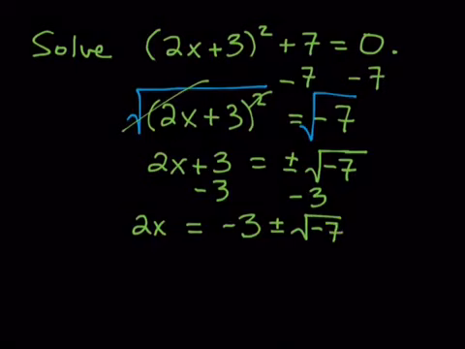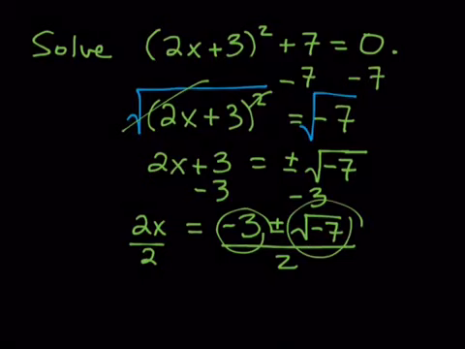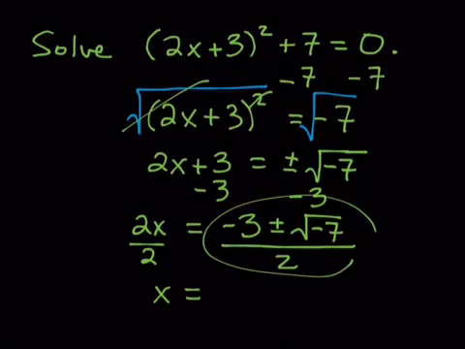All right, then we're still solving for x, so you would divide by 2. Everything on the right gets divided by 2. We have two terms: the -3 and the plus or minus square root -7, so those both get divided by 2. Okay, so x equals this whole thing on the right.